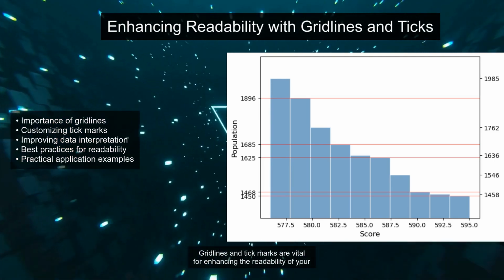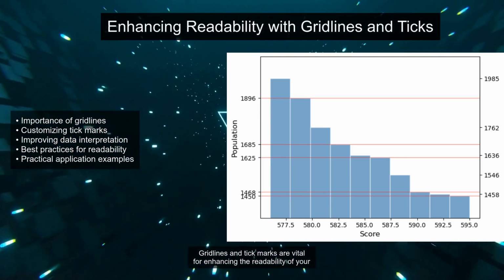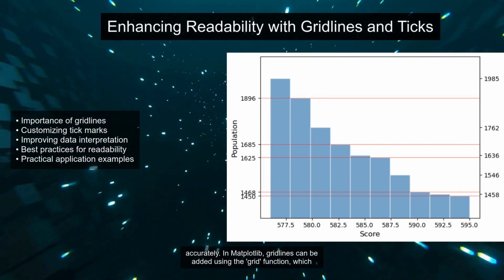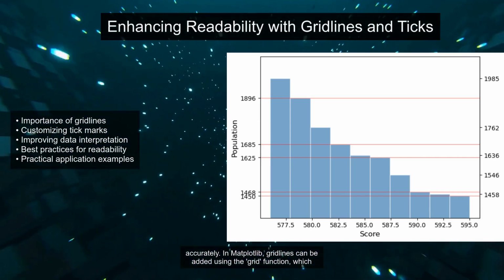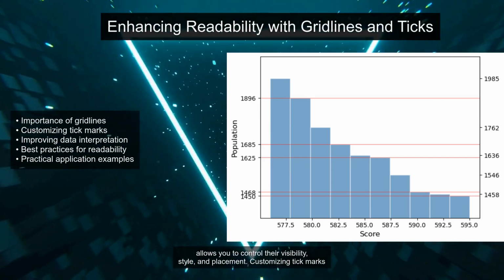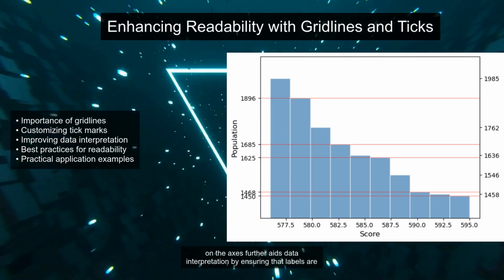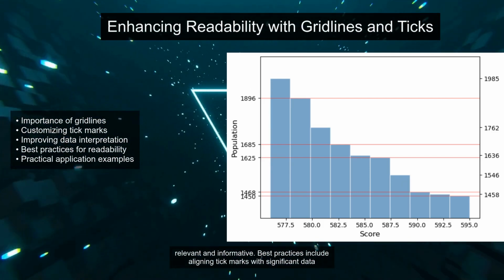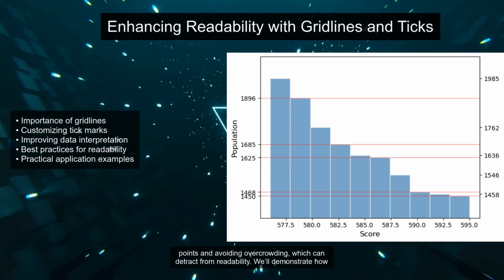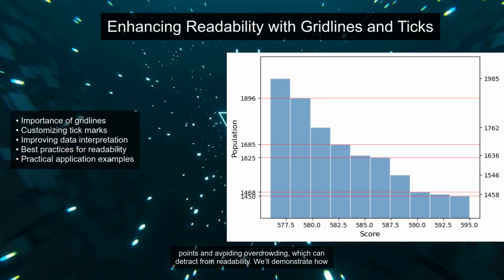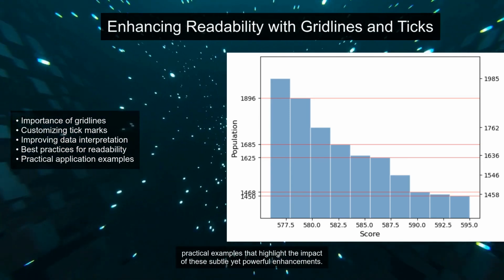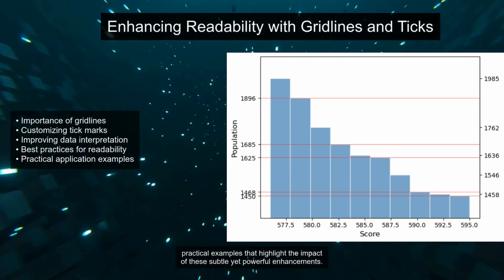Grid lines and tick marks are vital for enhancing the readability of your histograms. They provide reference points that help viewers interpret the data more accurately. In Matplotlib, grid lines can be added using the grid function, which allows you to control their visibility, style, and placement. Customizing tick marks on the axes further aids data interpretation by ensuring that labels are relevant and informative. Best practices include aligning tick marks with significant data points and avoiding overcrowding, which can detract from readability. We'll demonstrate how to customize grid lines and ticks to improve your histogram's overall clarity, providing practical examples that highlight the impact of these subtle yet powerful enhancements.